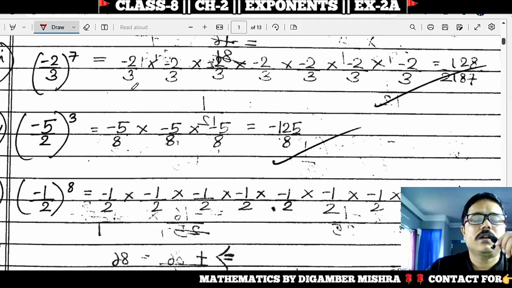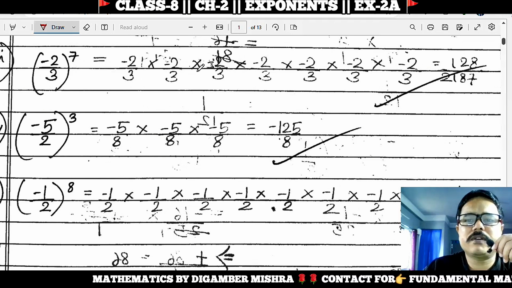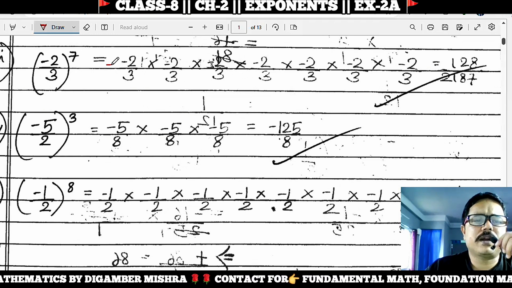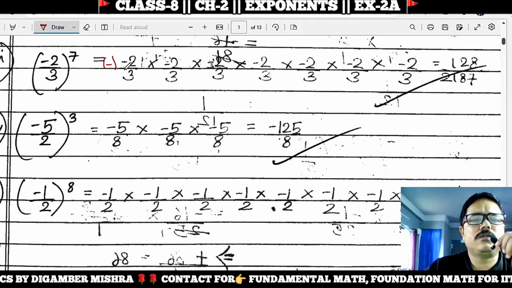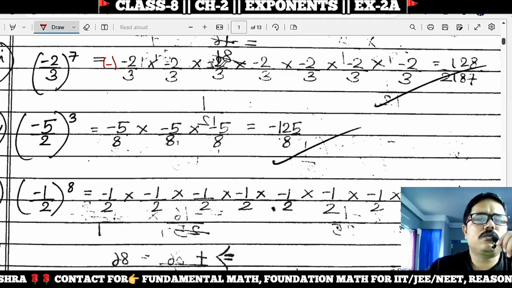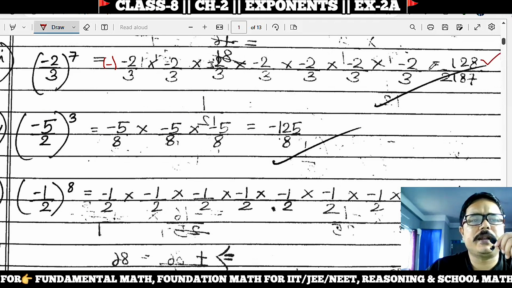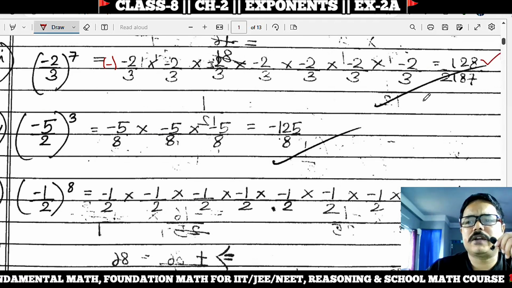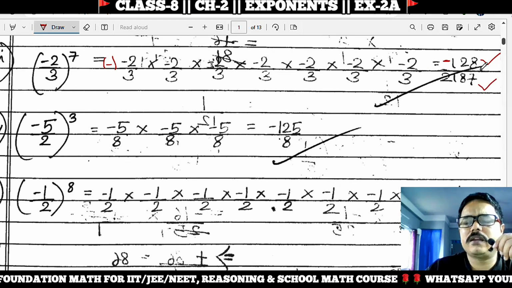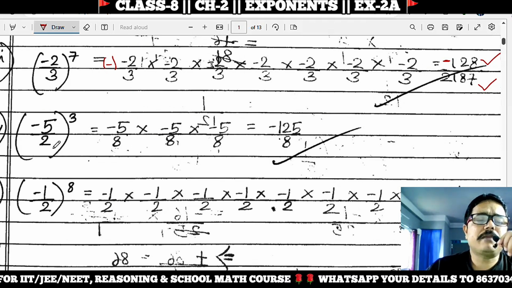So here minus to the power odd is there, so either you can repeat minus 2 by 3 seven times, but if you don't want to repeat minus seven times, you can just write minus in a bracket in the beginning, and then only repeat 2 by 3 seven times and multiply. So 2 into 2 into 2 into 2 into 2 into 2 into 2, that means 7 times 2 will give you 128, and if you multiply 3 seven times, then it will be 2187. So the answer is minus 128 upon 2187. Next, minus 5 by 2 whole cube.